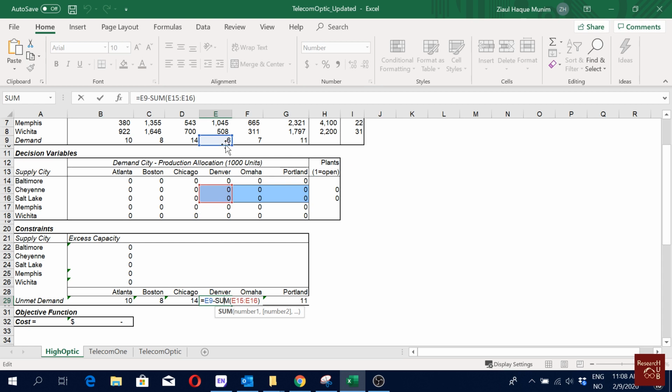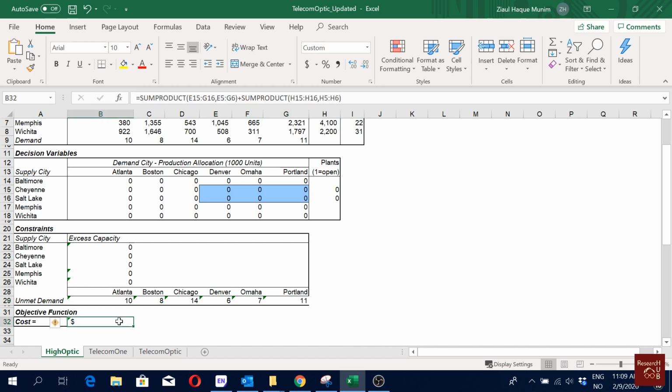Here you see we have a demand of 6 units, and we deduct the sum of the demand that we deliver from our supply locations. That's how we define our unmet demand. Normally we will use these excess capacity and unmet demand in our constraints.